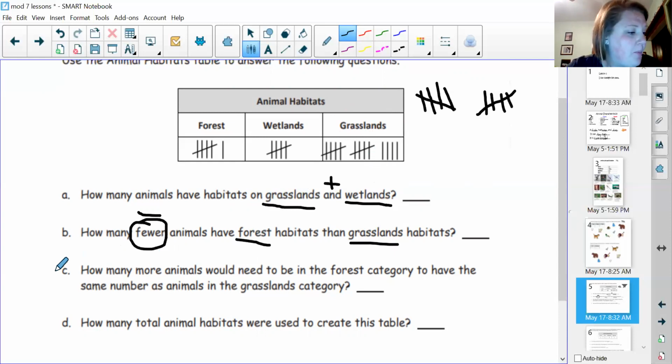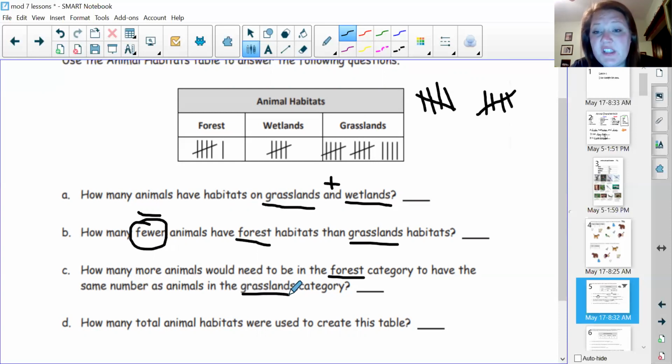So letter C is a little difficult, so I'm going to help you guys with this one. Make sure you have a pencil handy. If you need to pause the video, go ahead and then come right back. Okay, it says how many more animals would need to be in the forest category, so I'm looking for the forest category, to have the same number as animals in the grasslands.